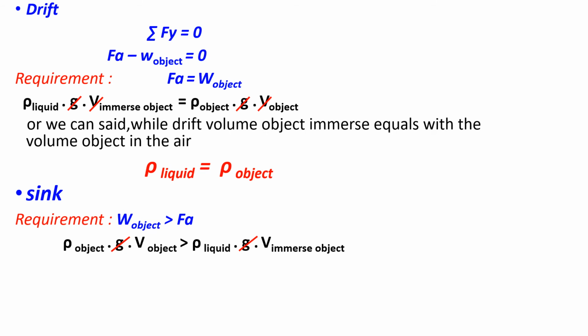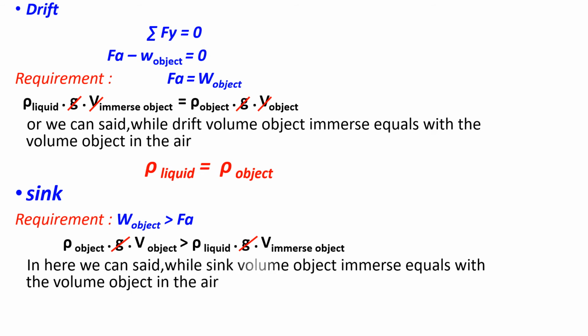And we must know, because while sink or object immersed in liquid, we can say while sink, volume object immersed equals the volume object in the air. So we can erase volume object at the left side and volume object immersed at the right side. And now we can get the relation for the sink that density object is bigger than density liquid.